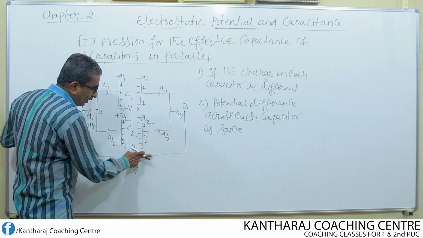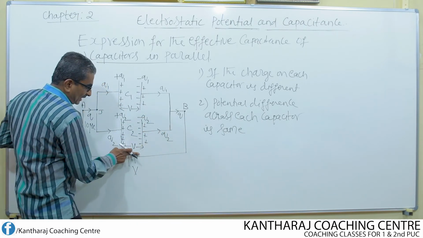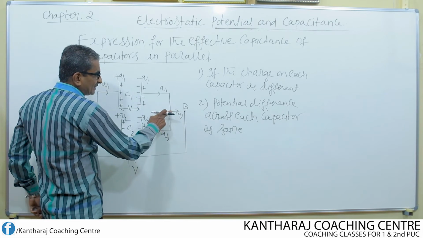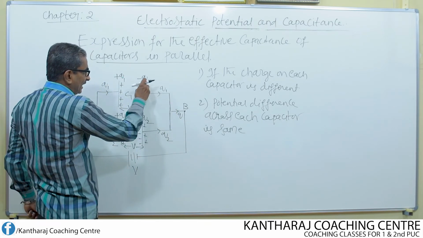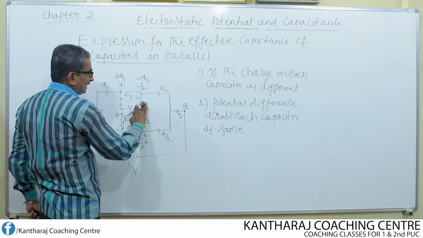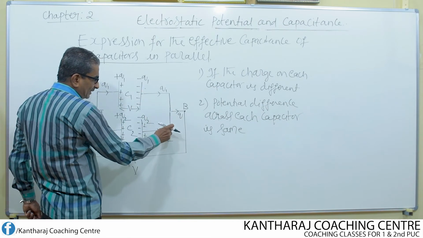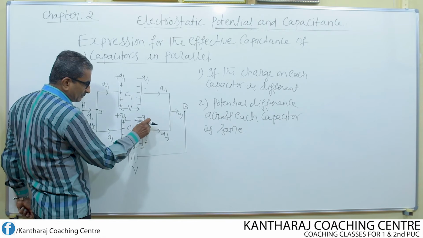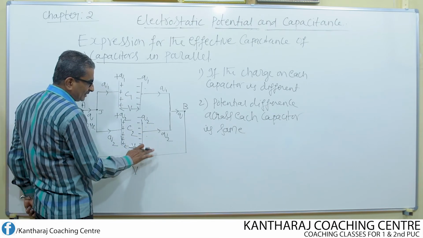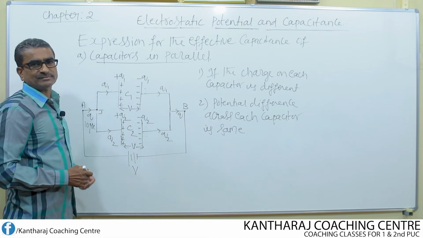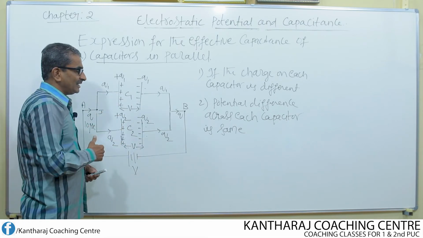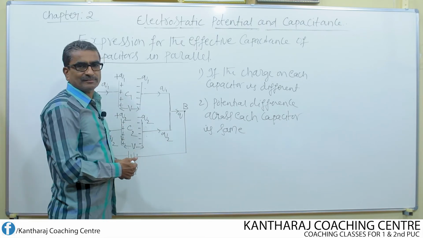How? By the flow of electrons from this side. Electrons flow like this. After reaching the junction, they split. Few electrons move like this and combine with these positive charges and neutralize. Few more electrons will move like this and combine with these positive charges and neutralize. So finally, negative charges are left on these two plates. Same as the previous one.